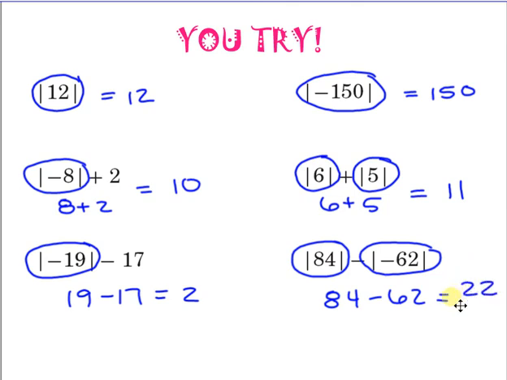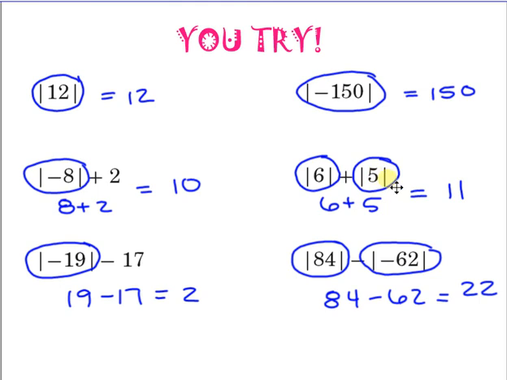All right, if you're not done, pause the video. If you are done, let's go ahead and check our answers. The absolute value of 12 is 12. The absolute value of negative 150 is 150. Here I have the absolute value of negative 8 plus 2. So the absolute value of negative 8 is 8. 8 plus 2 is 10.